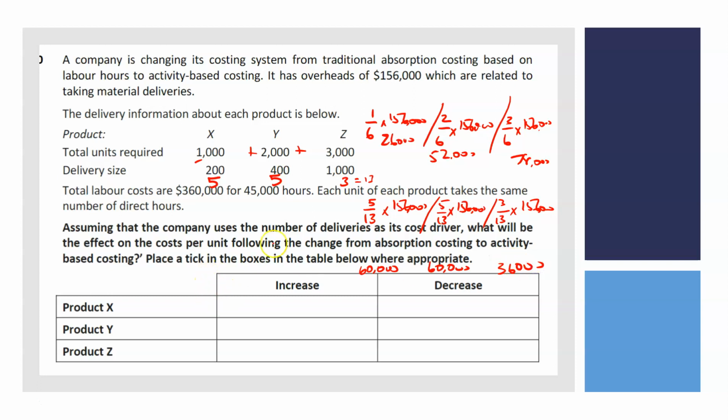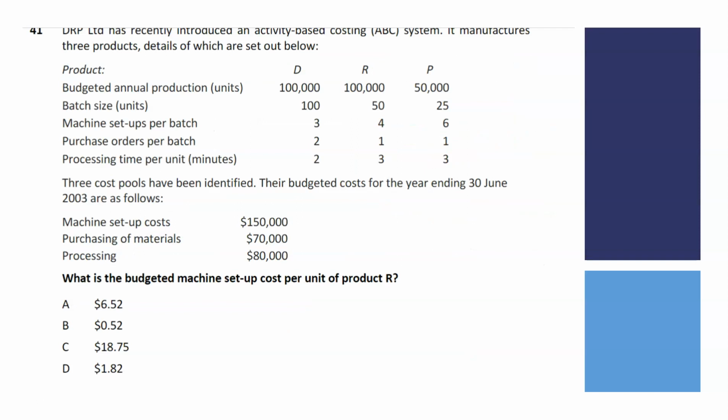So the question is asking, moving from this system to this system, what happens to these overheads? Well, product X we can see increases, product Y we can see increases. So X goes from 26 to 60, Y goes from 52 to 60, but Z falls from 78 to 36. I would argue this is the neatest and fastest way to do it, as opposed to calculating the overhead absorption rates, which you can, but again, it's just trying to move quickly.